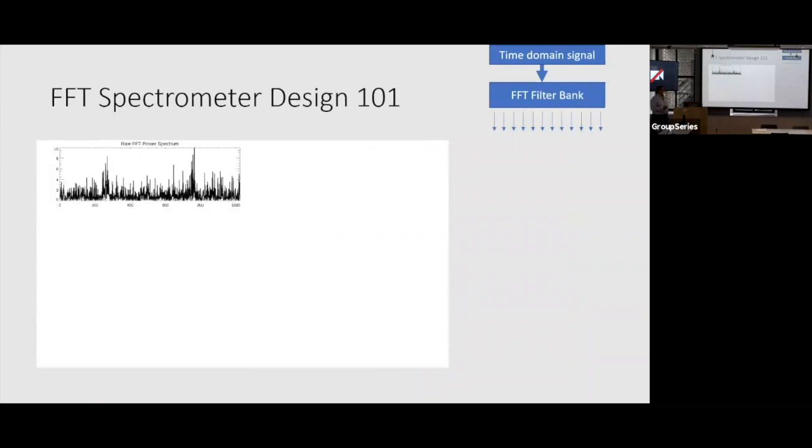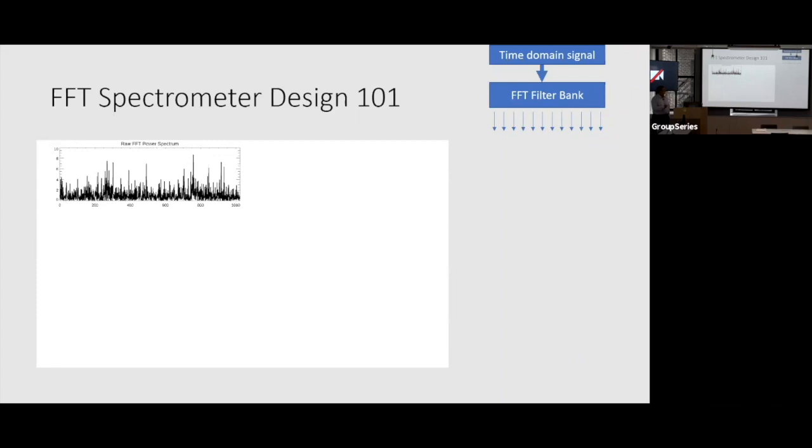To do that, I will start with an FFT spectrometer design 101 lecture. When you take a fast Fourier transform to build a radio spectrum, you have your signal, but you have a lot of noise. This is well known: if you take a time series with a Gaussian distribution and do a Fourier transform of it, you get an exponential distribution which has a variance as large as its mean. That means your real signal may be buried in 100% noise.